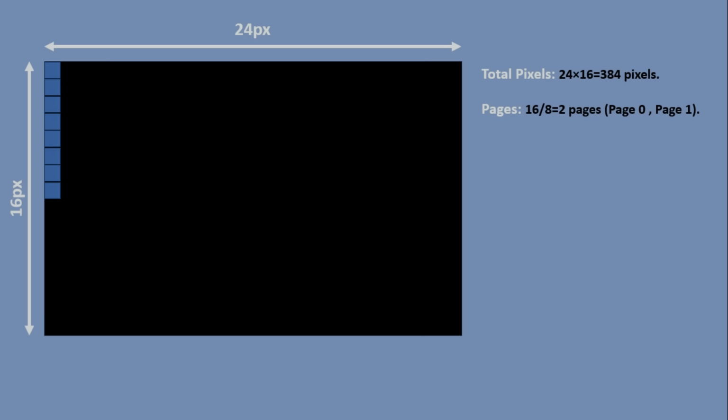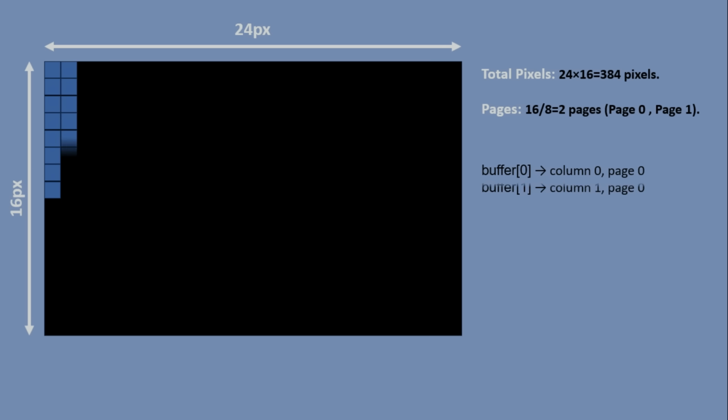To make this easier to understand, let's look at a hypothetical tiny OLED display, 24 by 16 pixels. A display like this would have 24 columns and 16 rows, giving us a total of 384 pixels. The display is divided into pages. A page is a set of 8 vertical pixels in a column. Since our display has 16 rows, each column has 16 divided by 8, so 2 pages. The top page in each column is page 0, the bottom page is page 1.